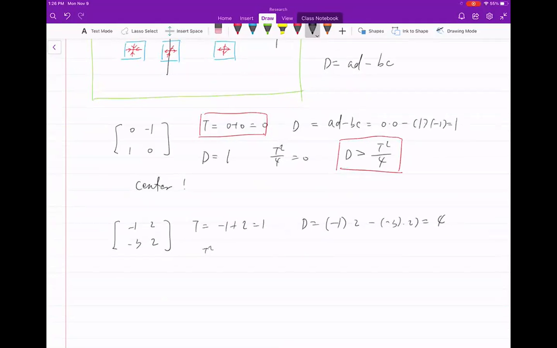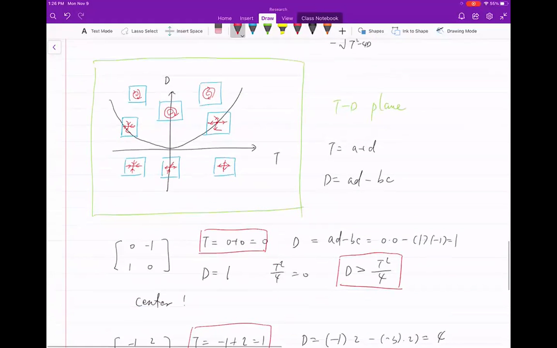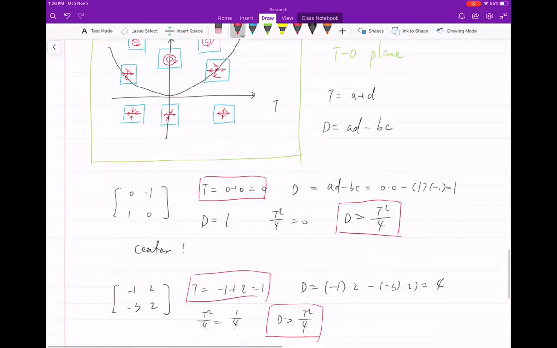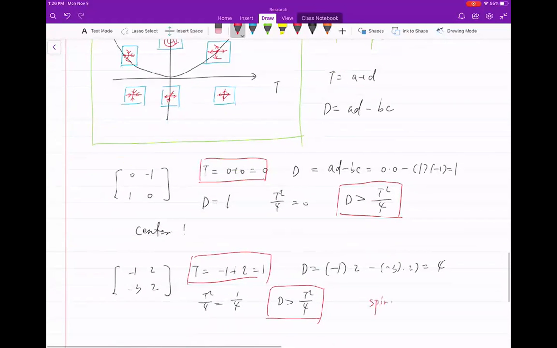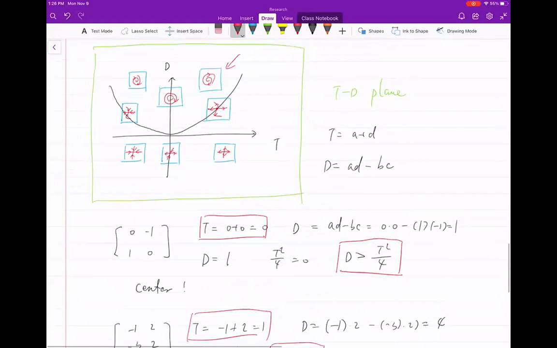Okay. T squared over 4 is going to be 1 over 4. So definitely D is bigger than T squared. So above, and the T is positive. Above the parabola, T is positive. This one is going to be a spiral source. According to what we had here.